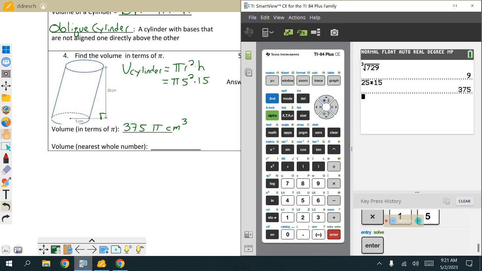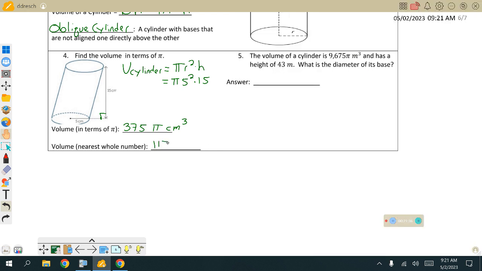Now we go back to our calculator, and 375 pi, nearest whole number, puts us at what? 1178, right. So make sure you're reading the directions carefully. Usually right here at volume, we do a lot of whole numbers. Area, a lot of tenths and hundredths. Volume, we do a lot of whole numbers, also tenths and hundredths, but all that.